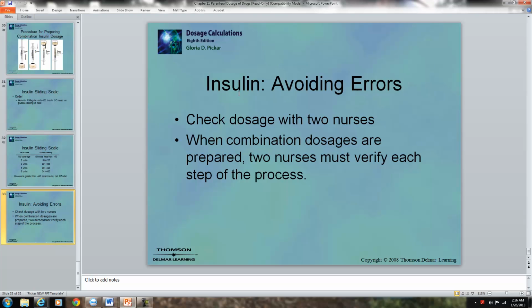Now, this is how we do not make errors, and this is very important, especially for insulin users. If you make a mistake giving the insulin, that's a life or death situation. So two nurses should always check the insulin dosage. And when combination dosages are prepared, two nurses must verify each step of the process.